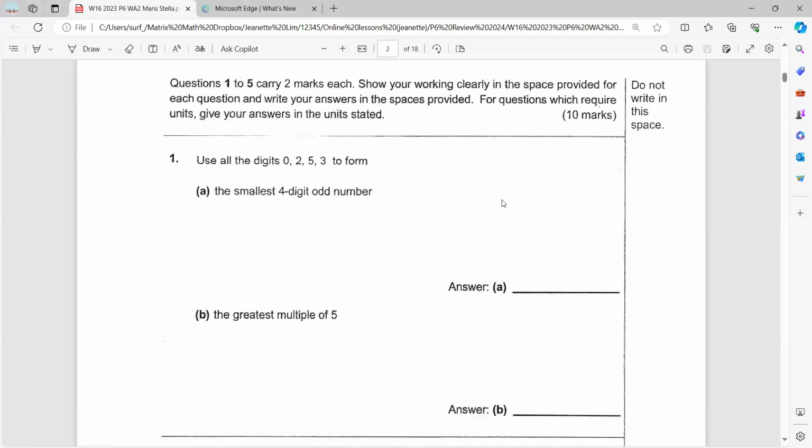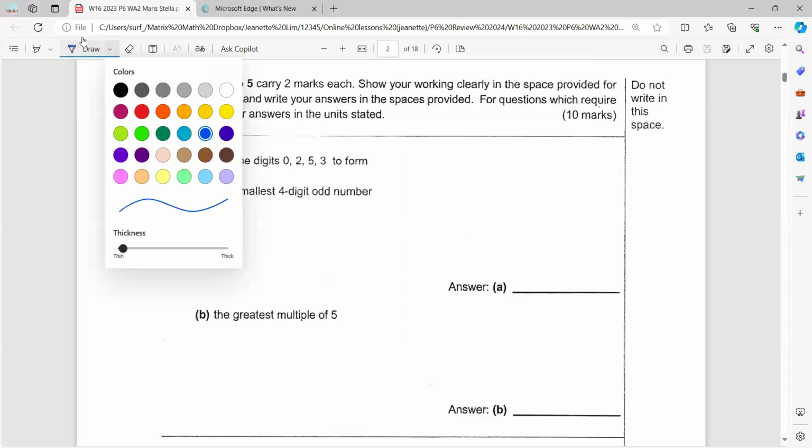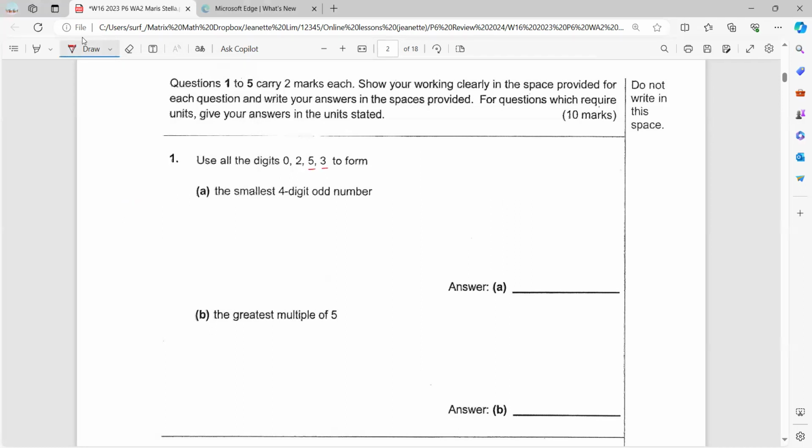Use all the digits 0, 2, 5, and 3 to form the smallest 4-digit odd number. So for an odd number, it has to end with either a 5 or a 3. Okay, so odd number, you have to end with a 5 or a 3. Since we want the smallest possible odd number that we can form with this, you can't start with 0, so let's start with 2. Then followed by 0, that's the smallest.